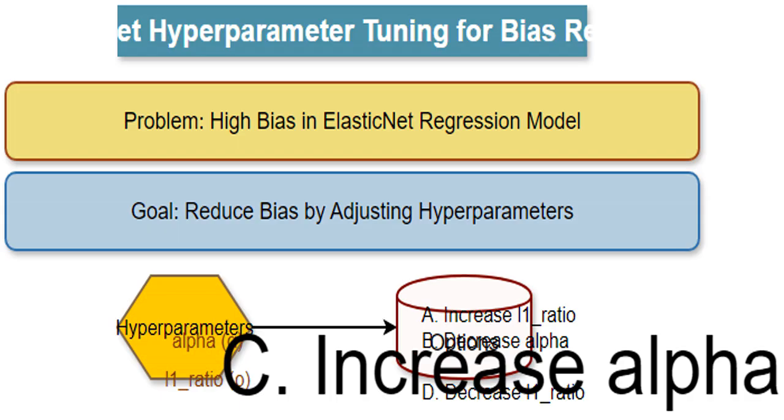I see this option suggests increasing alpha. Remember, alpha controls the strength of regularization in ElasticNet. A larger alpha means stronger regularization, which simplifies the model. This will likely increase the model's bias, making it worse because we are already dealing with high bias. So, this is not the right choice.